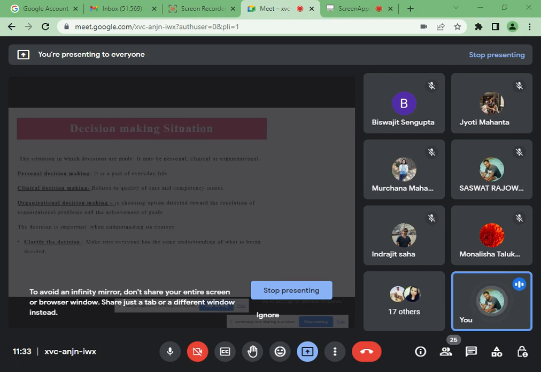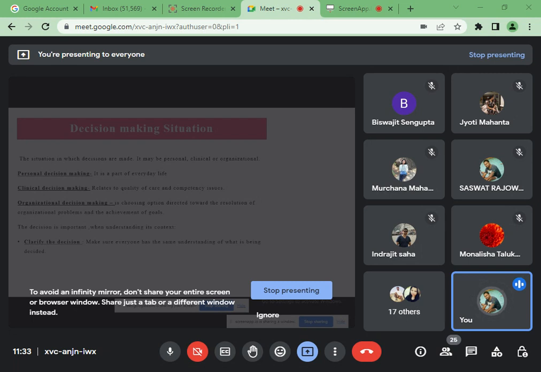Decision making situations. These are some of the situations. First one is personal decision making. It is a part of our everyday life. Secondly, clinical decision making relates to quality of care and competency issues. Organizational decision making is choosing options directed towards the resolution of organizational problems and the achievement of goals.